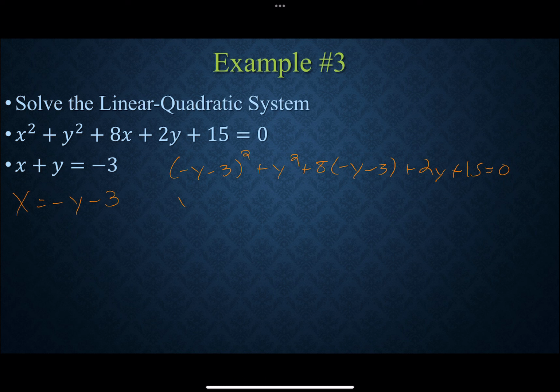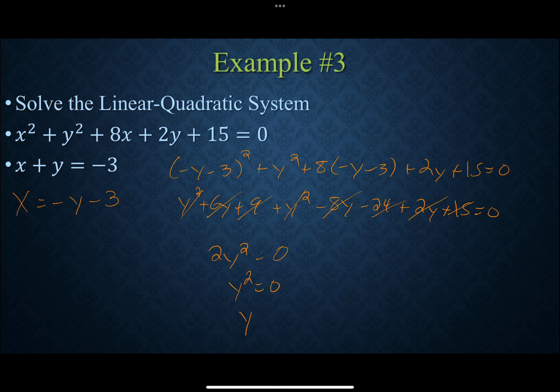So we go ahead and square that, getting y squared plus 6y plus 9. And then negative 8y minus 24, 2y and 15. We combine to get 2y squared. The y squared's there. 6, negative 8, and 2 make a 0, so the y terms completely cancel. And then 9, 15, and negative 24 also cancel. So we get 2y squared equals 0, which means y is 0. And plugging that back in, we get x to be negative 3, and there's our one answer.